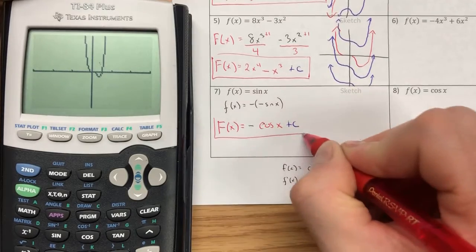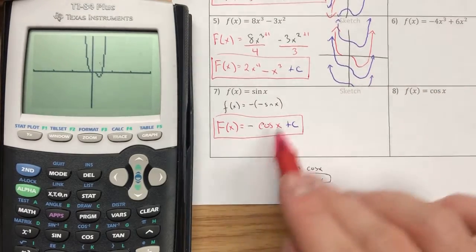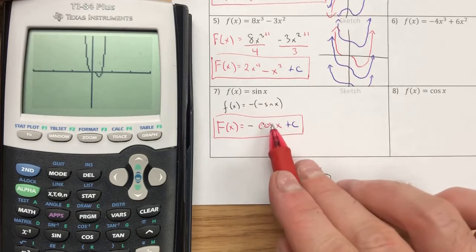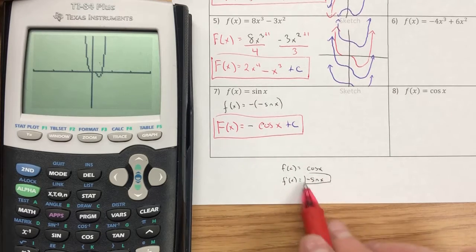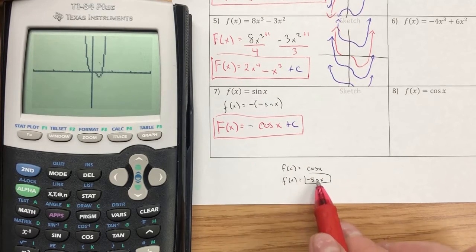So how well did you do on that one? In this case, I have just pull out a negative, make it look like one of those derivative rules that we can reverse.